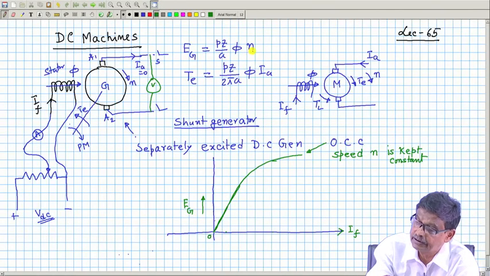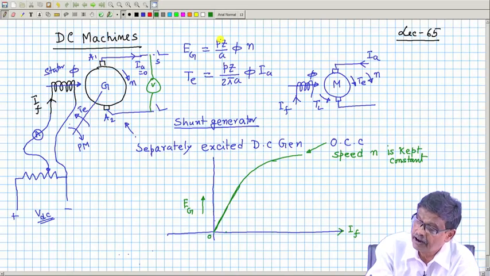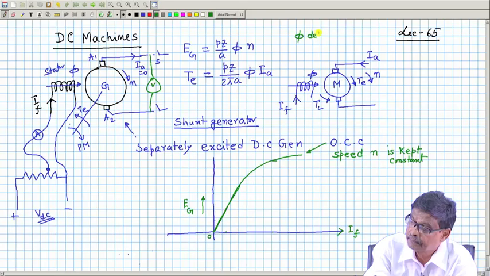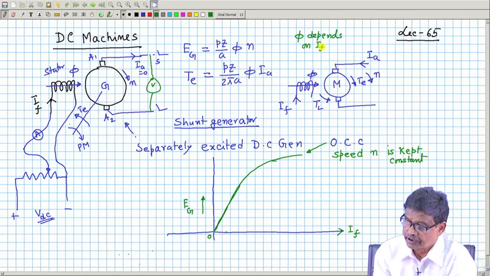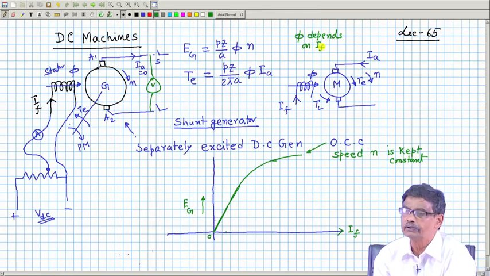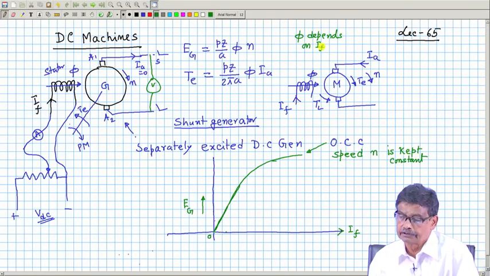So, in this equation n is constant, and P Z by A is of course a constant of the machine. Phi depends on field current IF, and the relationship of phi and IF is linear initially, but later it is non-linear. So, this is the open circuit characteristics at a certain fixed rpm, the rated rpm.